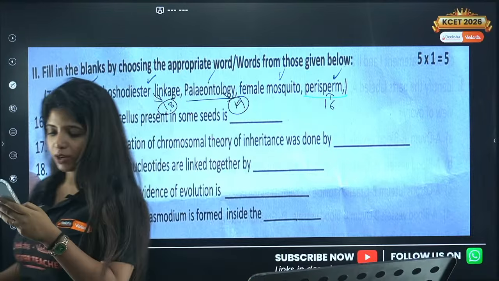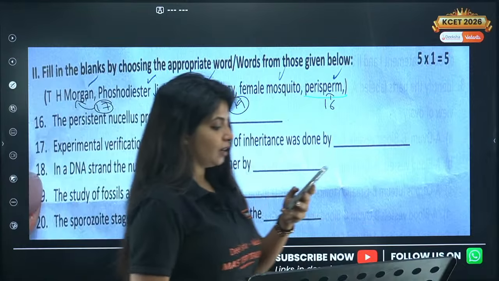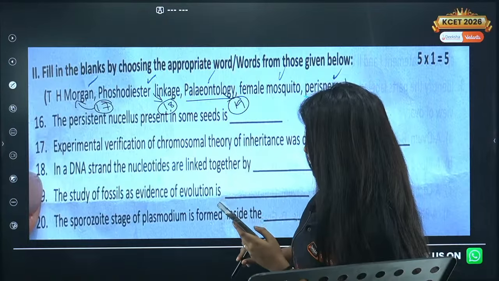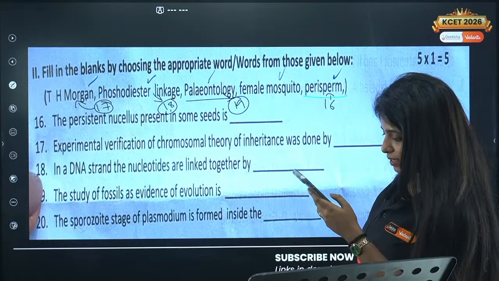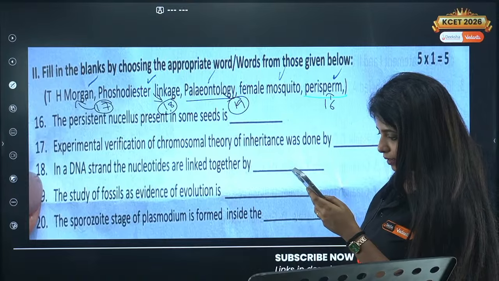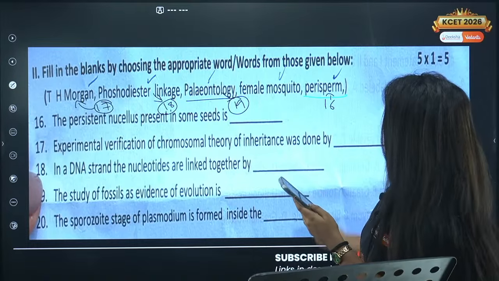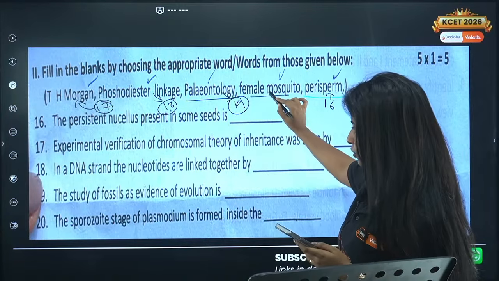Now last thing, the sporozoite stage of Plasmodium is formed inside female mosquito. Yes, the answer is female mosquito.